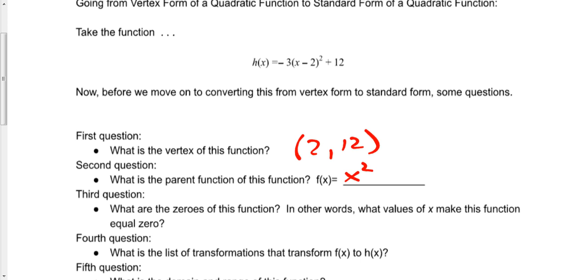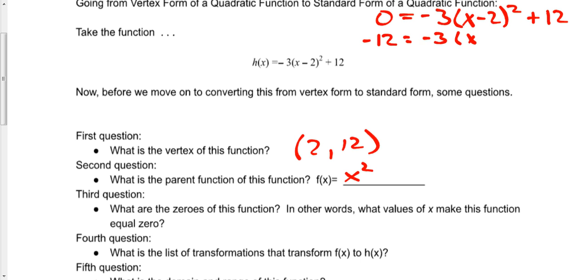All right? So let's do 0 equals. I want to know what values make this function equal to 0. So let's set the function equal to 0. 0 equals negative 3 times x minus 2 squared plus 12. So what would be my first step? Minus 12 for both sides. So I get negative 12 equals negative 3 times x minus 2 squared.